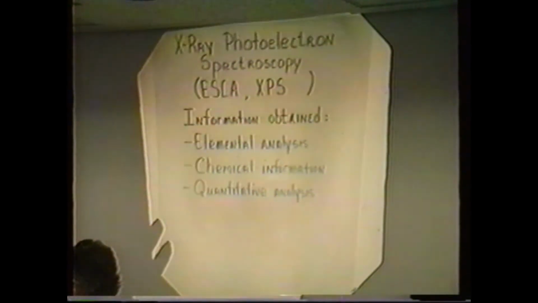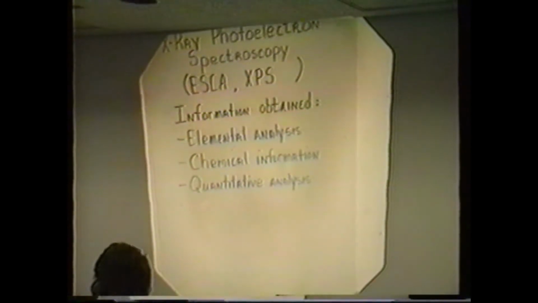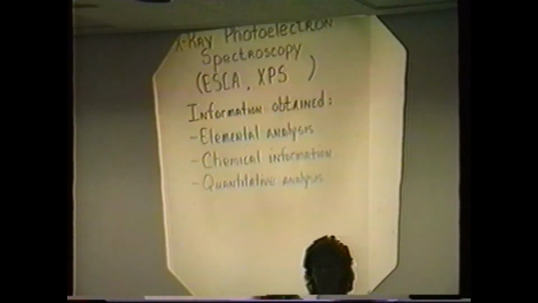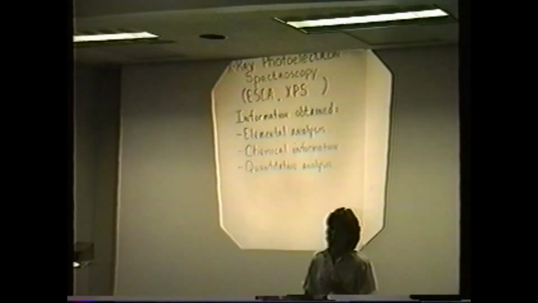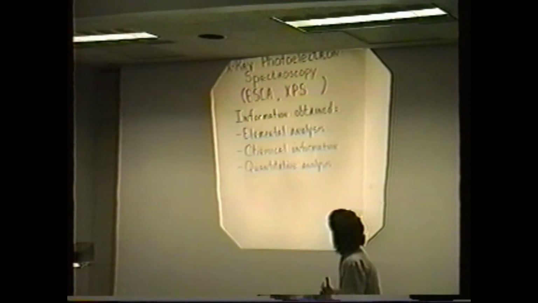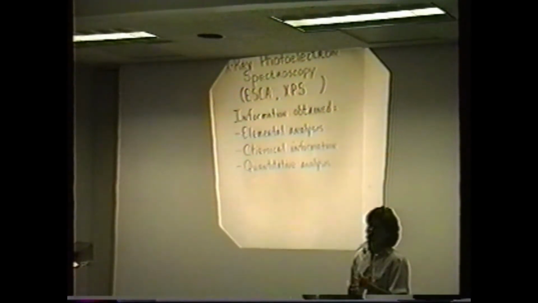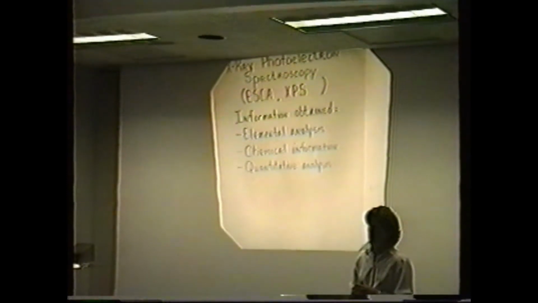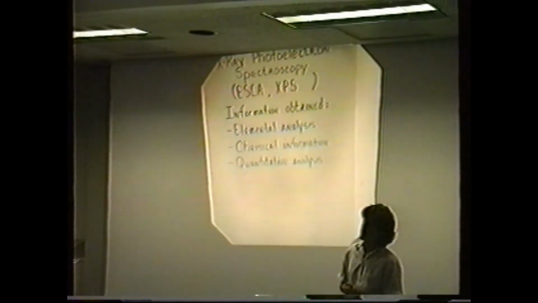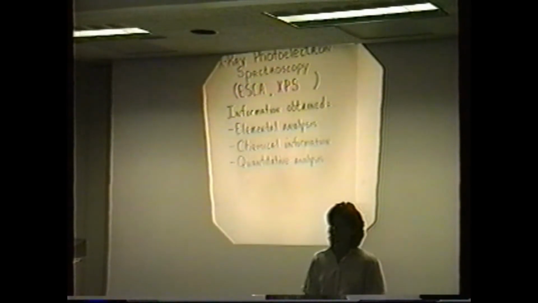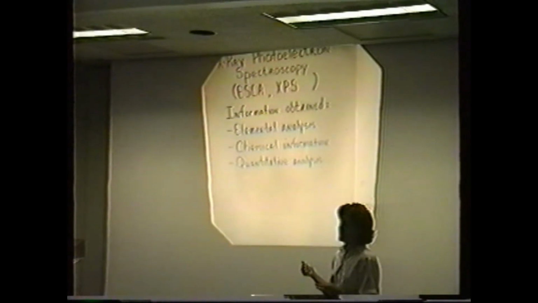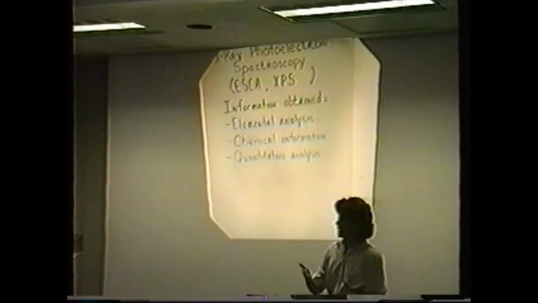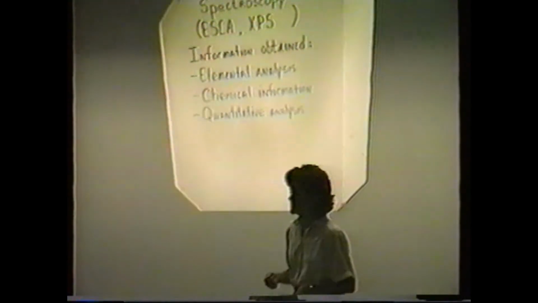The types of information that we're going to obtain from XPS: we also can get elemental analysis, but because the scanning Auger is a lot more sensitive than XPS, we really can just use XPS for confirmation. We're going to give you chemical information and then quantitative information also. The big difference between X-ray photoelectron spectroscopy and Auger is the fact that you do get chemical information from it.